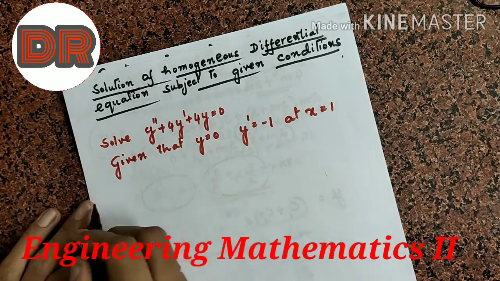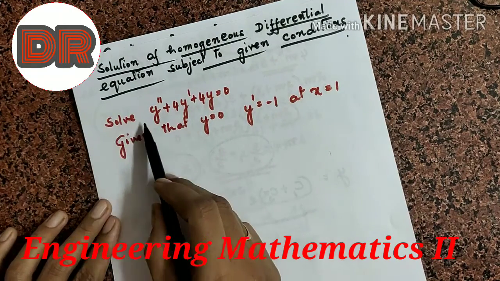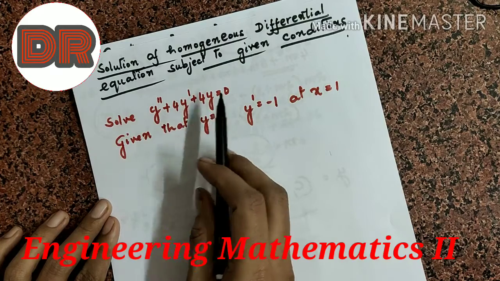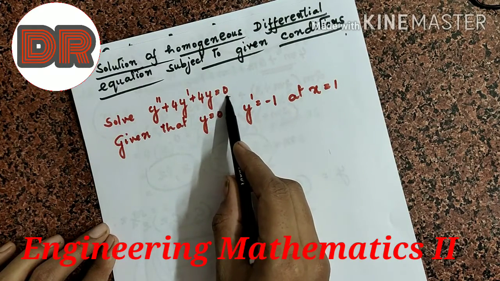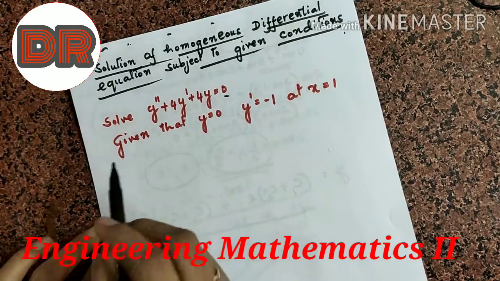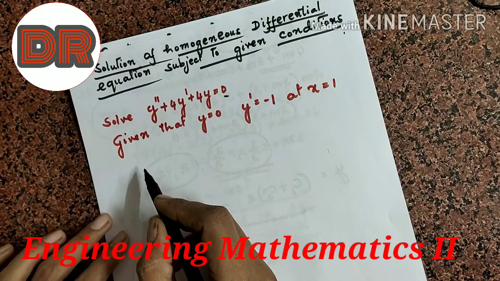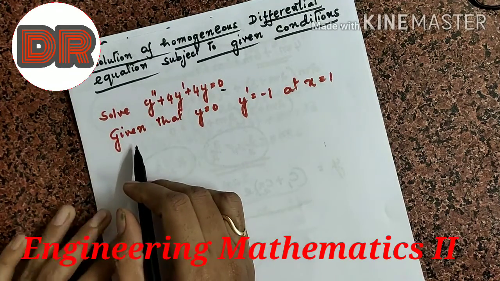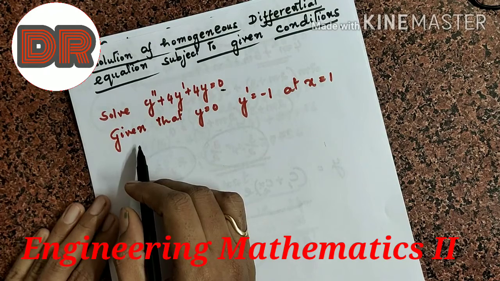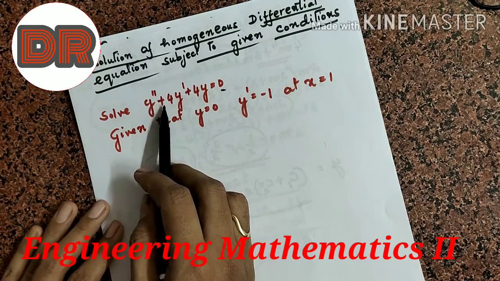So let us solve this particular differential equation. This is a homogeneous differential equation, because the value of this equation is 0 here, that is, phi of x is equal to 0 from the standard equation format. So this is the given problem. Let us find the particular solution of this linear homogeneous differential equation.